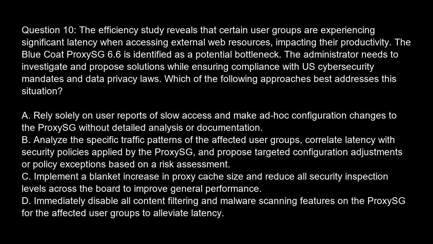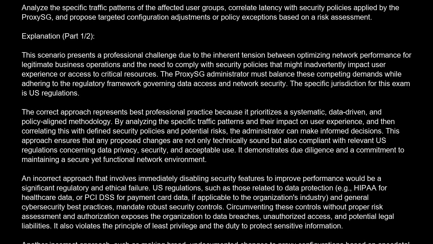improve general performance. Option D. Immediately disable all content filtering and malware scanning features on the ProxySG for the affected user groups to alleviate latency. The correct answer is B. Analyze the specific traffic patterns of the affected user groups, correlate latency with security policies applied by the ProxySG, and propose targeted configuration adjustments or policy exceptions based on a risk assessment.